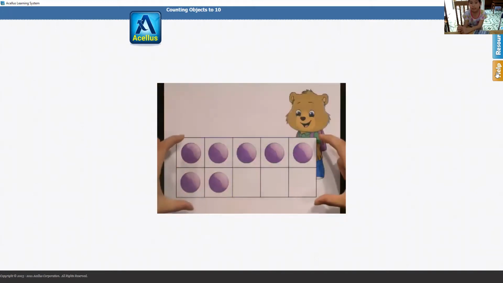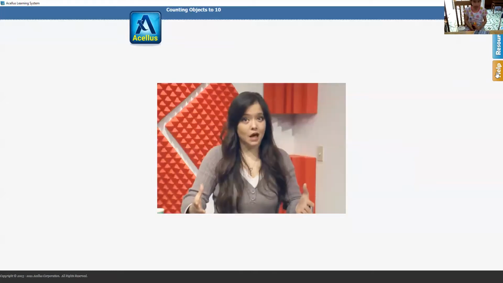Do you see this little frame here with the little boxes? This is called a 10 frame. We call it a 10 frame because there are 10 of these little boxes. And what we do when we use a 10 frame is we put our objects, one object in each box. And the 10 frame helps us line up our objects so they're really easy to count.